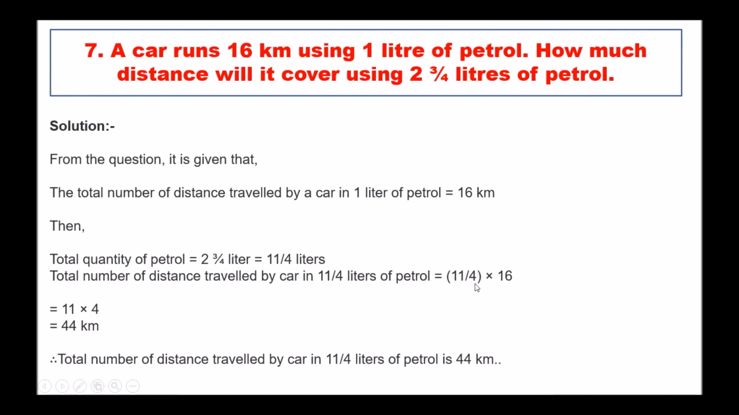So 11 upon 4 into 16. So we can cut 4 and 16. So it will become 11 into 4. So 44 kilometers. The total distance traveled by a car in 11 by 4 liters of petrol is 44 kilometers.